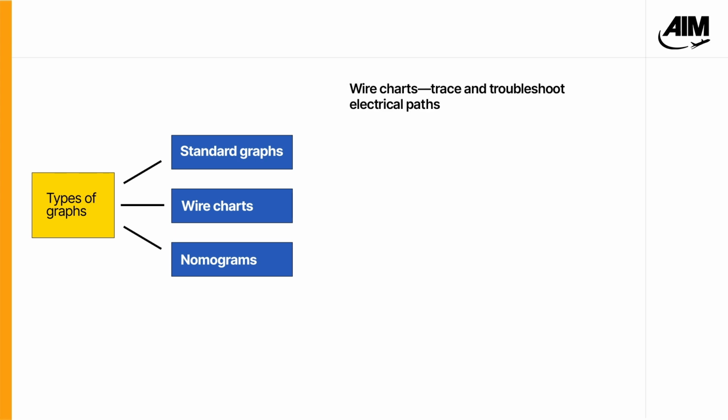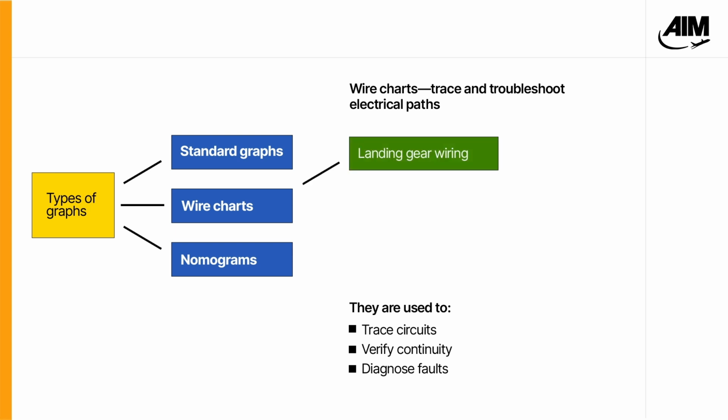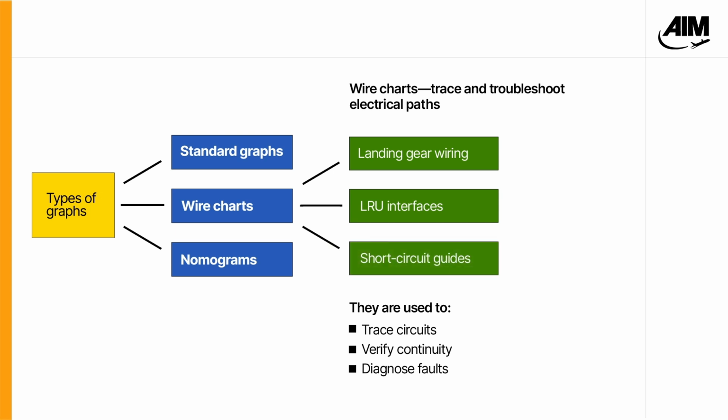These appear in electrical and avionics schematics. They help you trace circuits, verify continuity, and diagnose faults. You'll find them in landing gear or lighting system diagrams, LRU connection maps, and troubleshooting guides for short circuits.